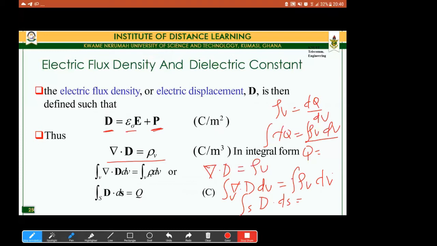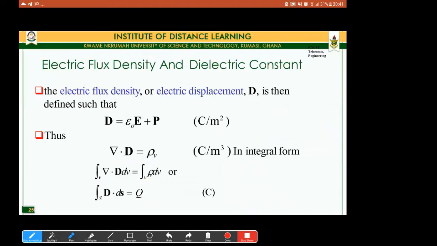So that integral over S of D dot dS will be equal to what? Q. And this is another expression of what? The Gauss law. So what you need to remember after all of this is that the surface integral of the electric flux density, or electric displacement, is equal to what? Q.